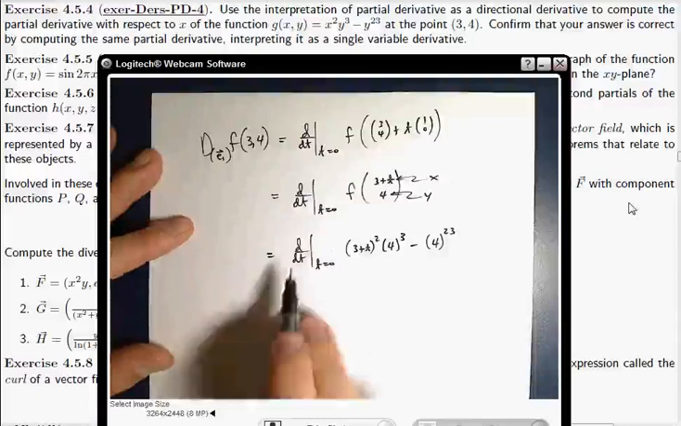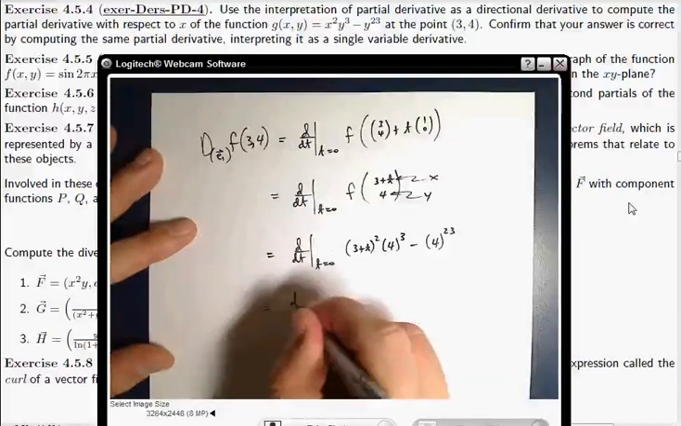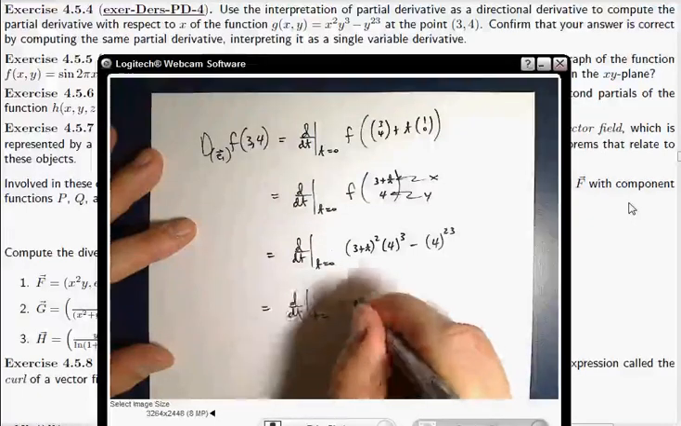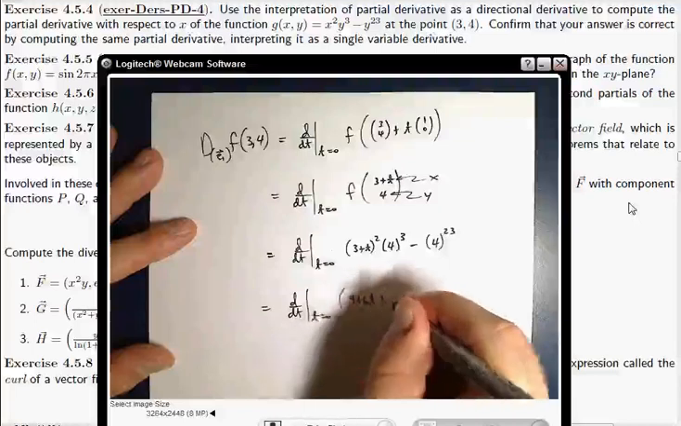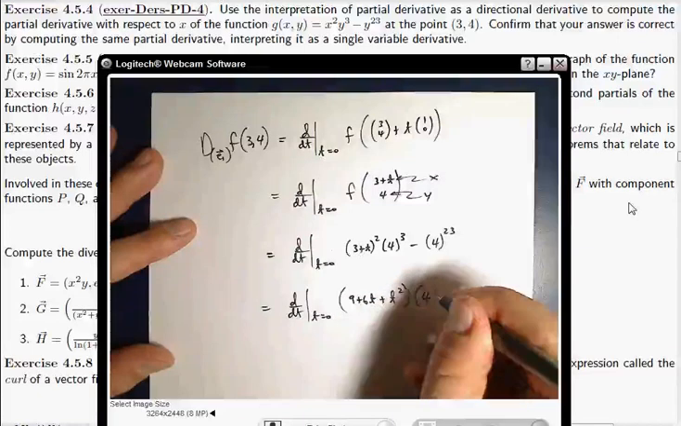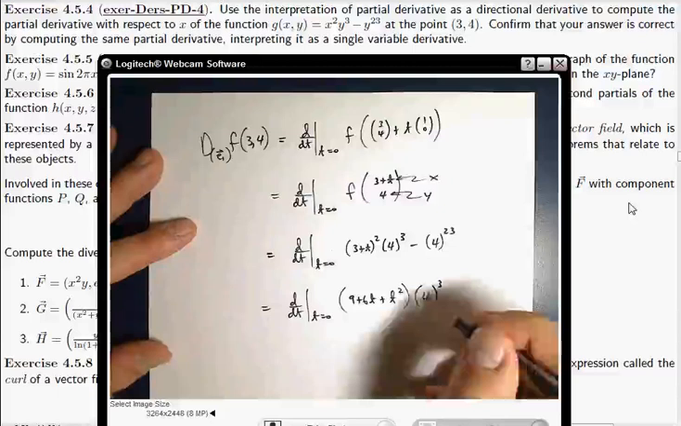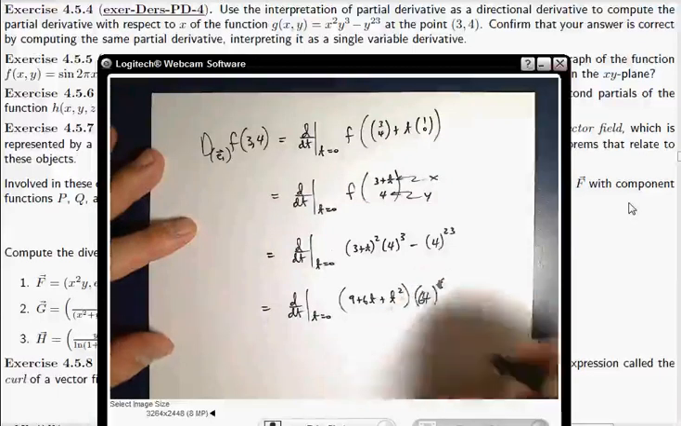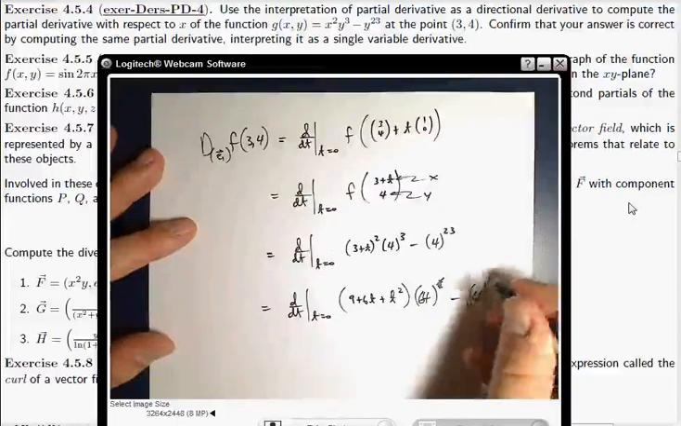Okay, so let's take the derivative with respect to t. Now, let's expand this a little bit so the t derivative is a little bit easier. This is (9 plus 6t plus t squared) times 4 cubed. Let's see, what is 4 cubed, by the way? That's 64. Why don't I just write that as 64? And then minus 4 to the 23rd. Let's not compute that.